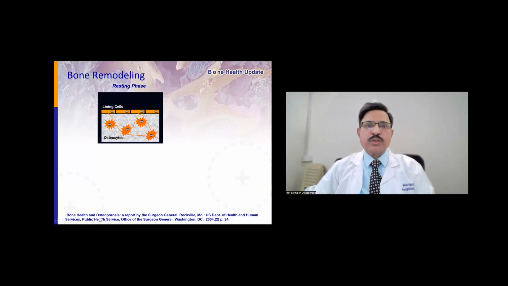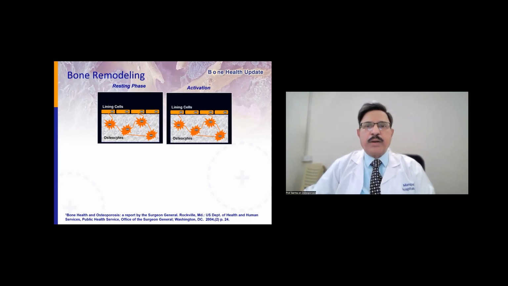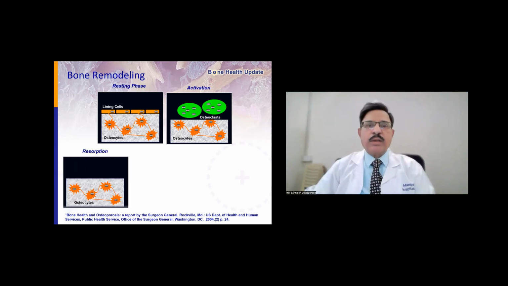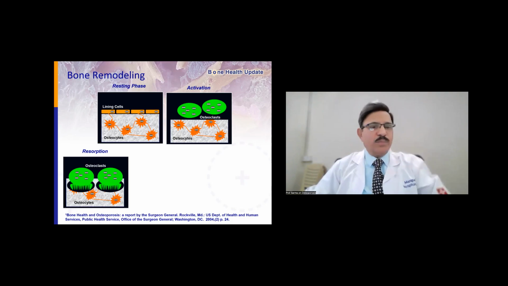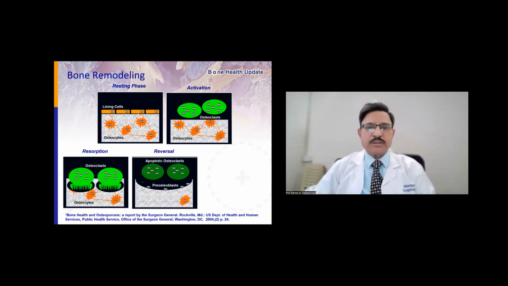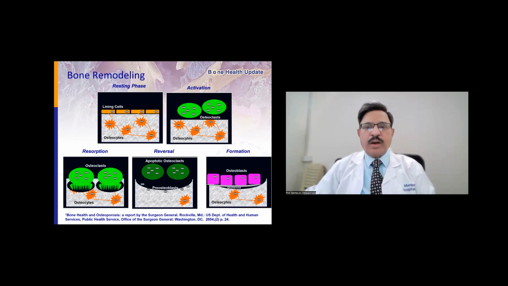So now you see, resting phase: the lining cells are there, osteocytes are taking rest. Then what happened? Activation occurs, and osteoclasts are asked to come. When the osteocytes are activated, osteoclast activity is formed, then they start using their saws and remove the bone. That is the resorption of the bone. And then the pro-osteoblasts are there and they form the bone, and new bone is formed. That's how the bone remodeling unit occurs.